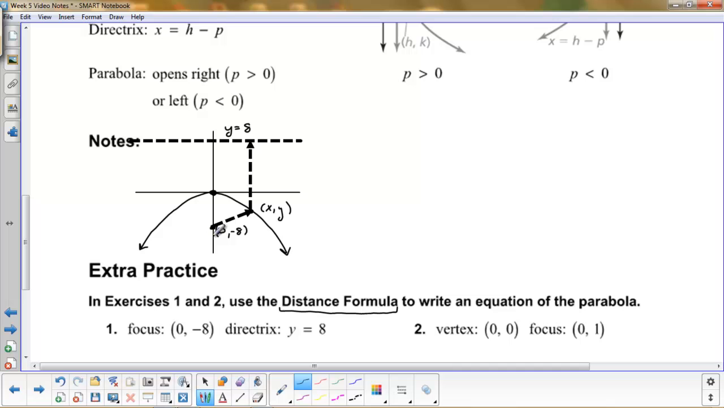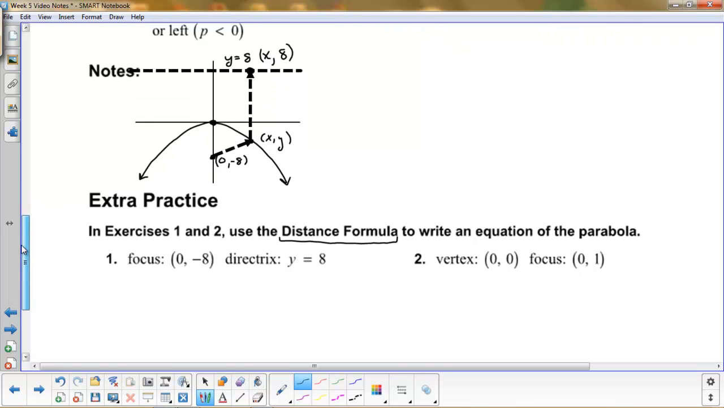Now I have an ordered pair here for this point, I have an ordered pair here for this point, and I need an ordered pair here for this point. Well, at this point, I know that the y value is 8 and the x value is unknown, but it's going to be the same x value as this one because that is a vertical line. Now I have my 3 ordered pairs that I'm going to use in the distance formula.